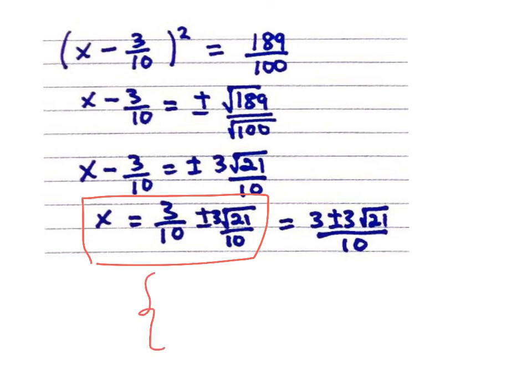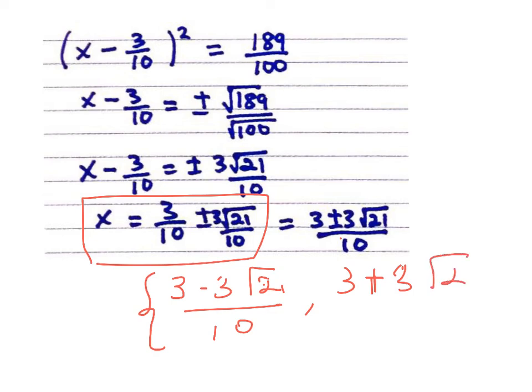We're going to do the minus first. So we have 3 minus 3 root 21 over 10. Let's write that now: 3 minus 3 root 21, all divided by 10, comma, 3 plus 3 root 21, all divided by 10. And then you close the set.